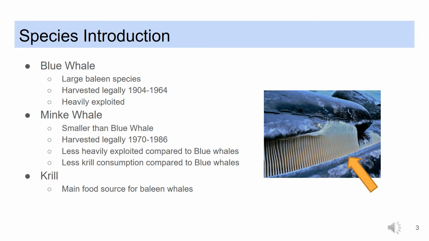Next, we have the minke whale. This is also a baleen species that was harvested between 1970 to 1986. This is directly after the blue whale exploitation. However, it was harvested less dramatically than the blue whale. Because this is a smaller species, they eat far less krill than blue whales. Lastly in our model is the food source to most baleen whales, which is krill. It's definitely the food source of our 2 species of interest.